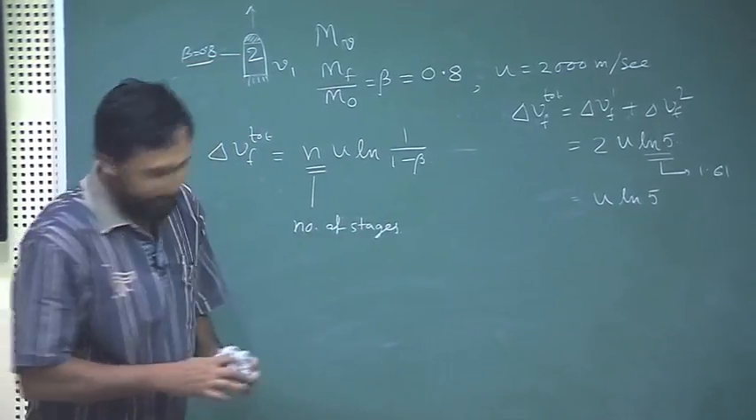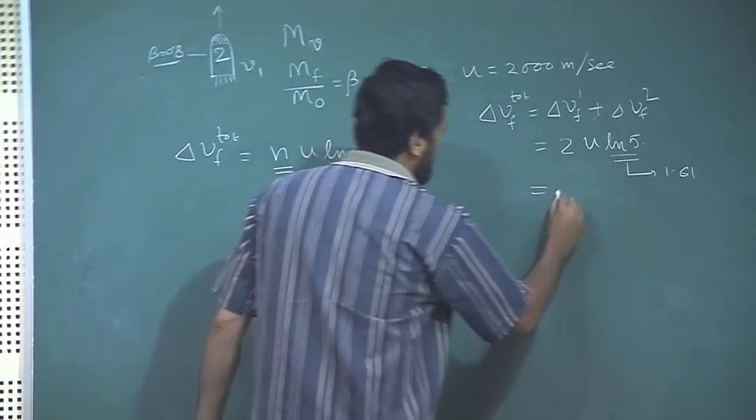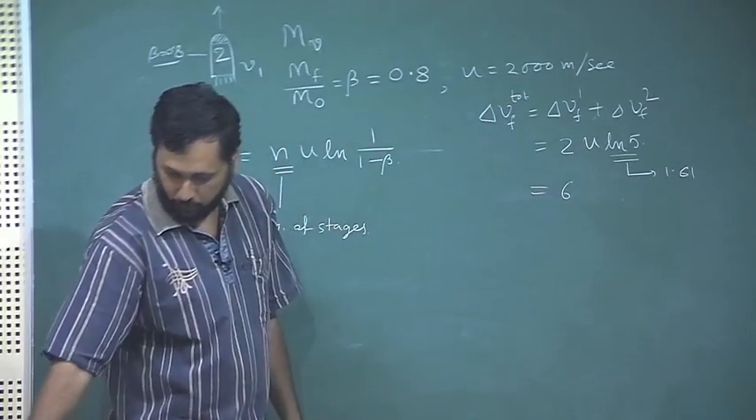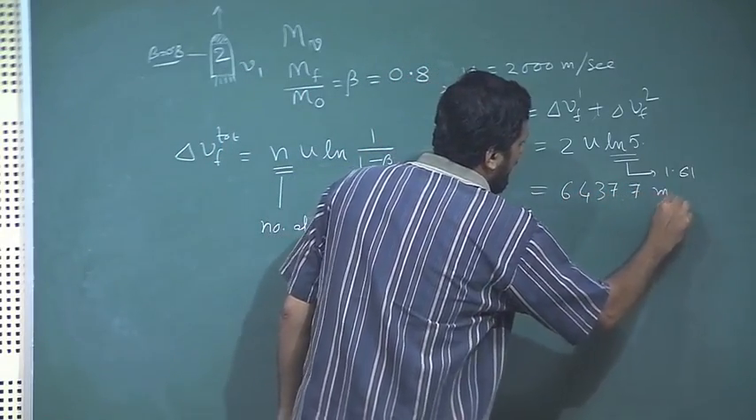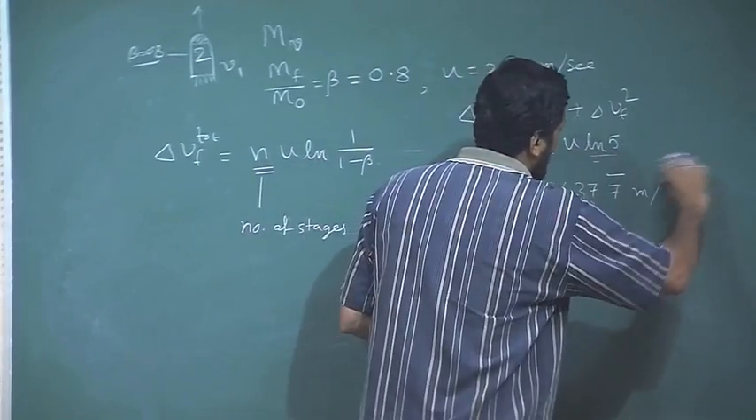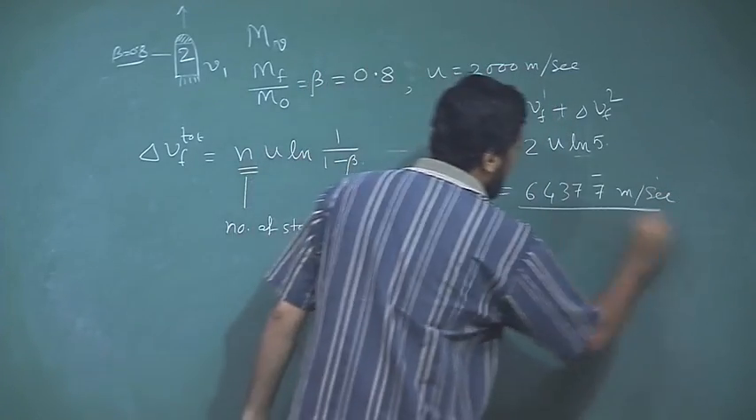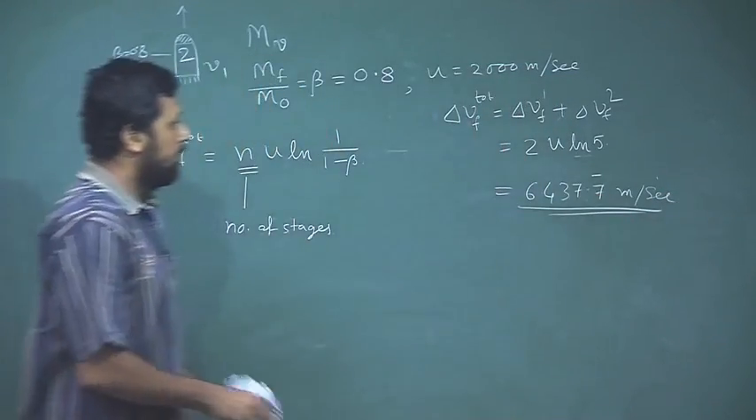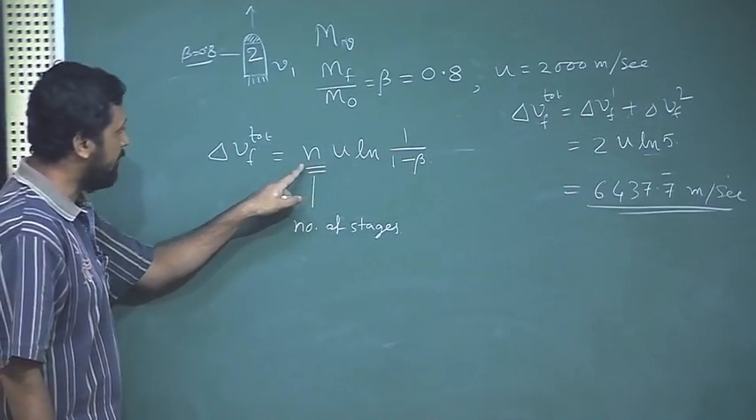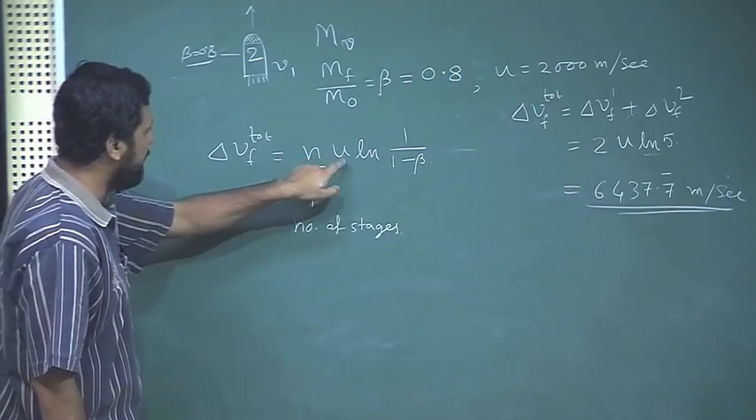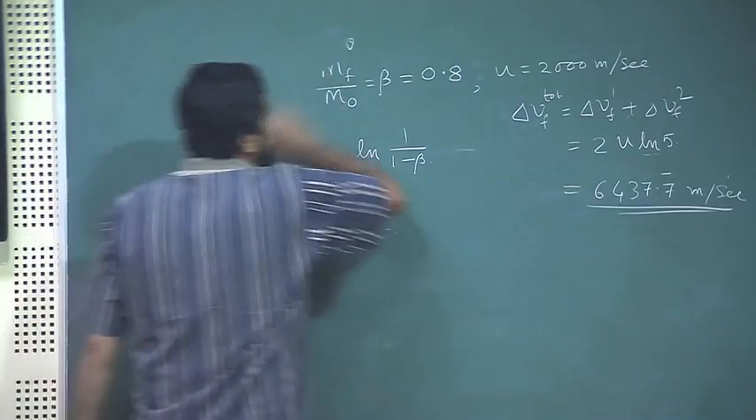By the way, if we put in the values, the final number 2 u ln 5 will be 6,437.7 meters per second. So this is the final answer. But it is also very important to keep in mind that if we have n number of stages, the total velocity change will be n times u ln 1 by 1 minus beta. Okay. So, we move to the next problem.